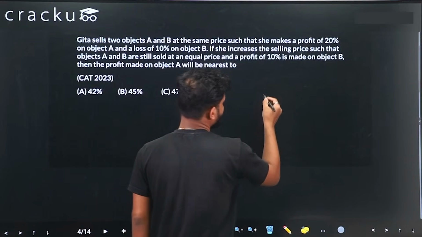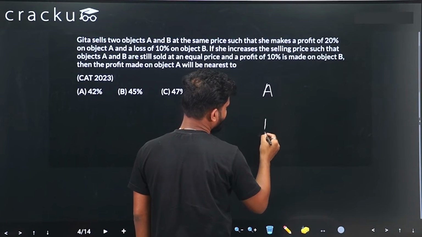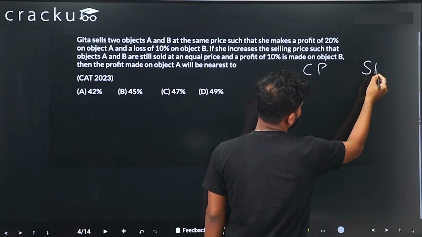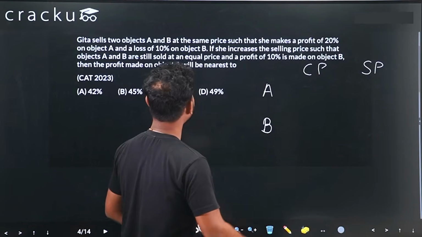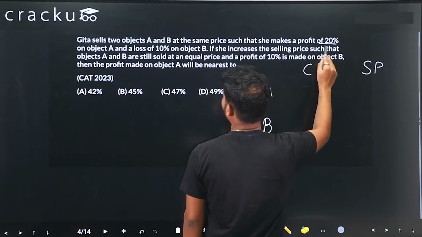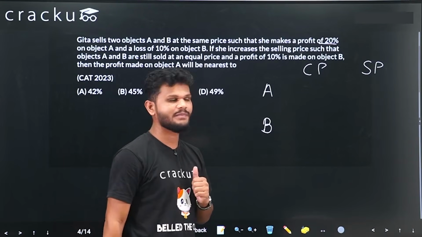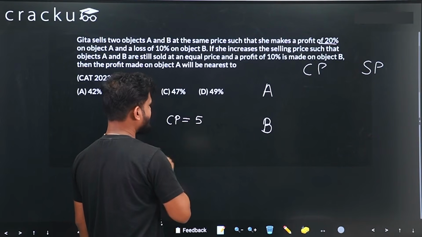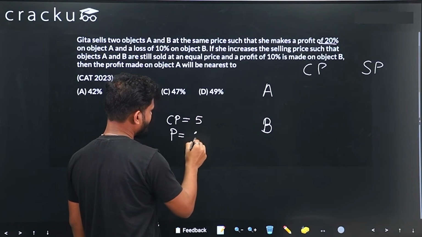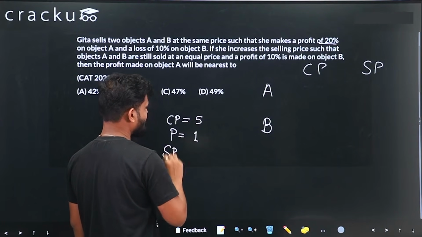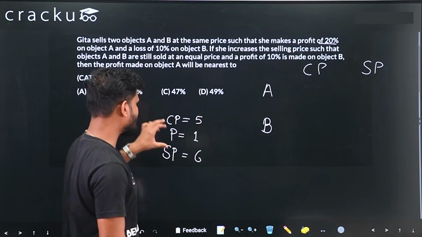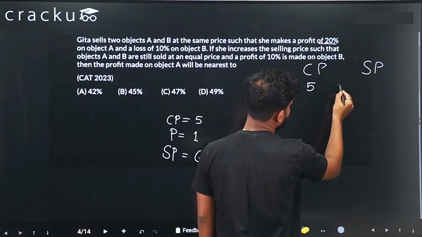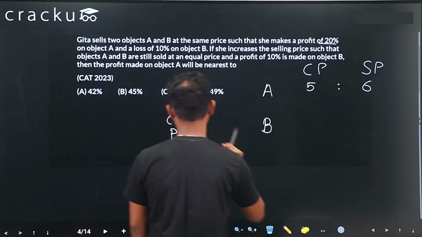Geeta has two objects, A and B. There is some cost price and some selling price. Now instead of assuming anything, just look at it. A is sold at 20% profit. So if cost price is 5, 20% of 5 will be 1. So profit will be 1. And what is selling price? It's nothing but cost price plus profit, so it will be 6. So the ratio of cost price to selling price will be 5:6.